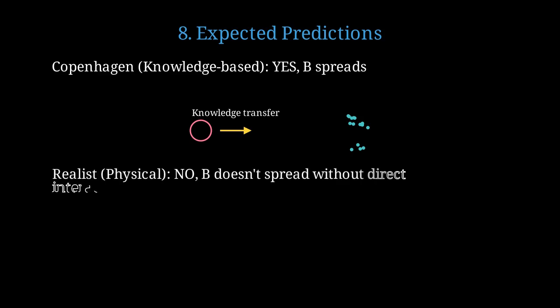The realist interpretation predicts no, particle B should not spread unless we physically interact with it. Without direct physical interaction, B maintains its original narrow momentum distribution.